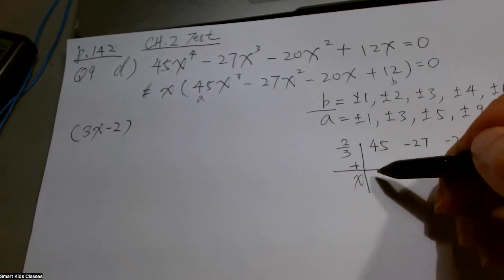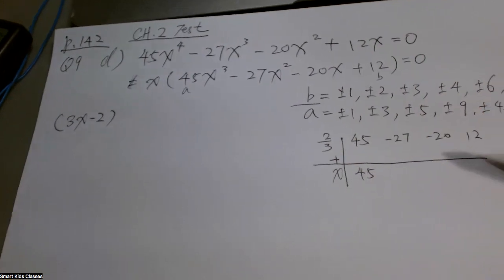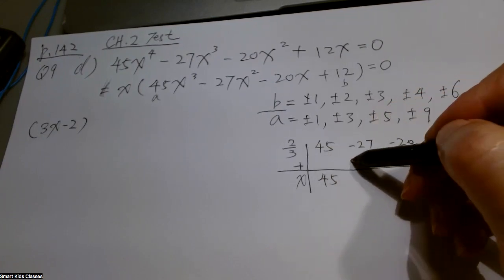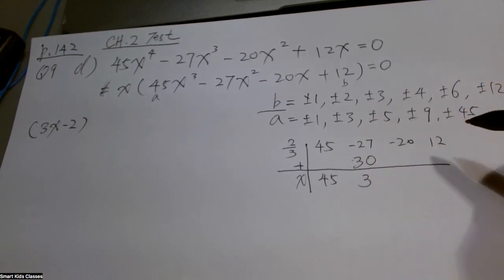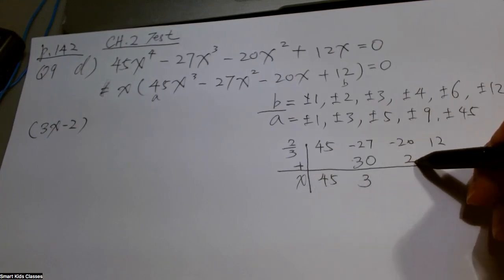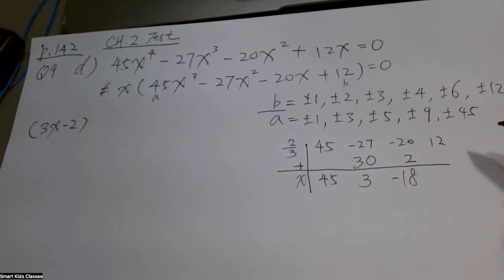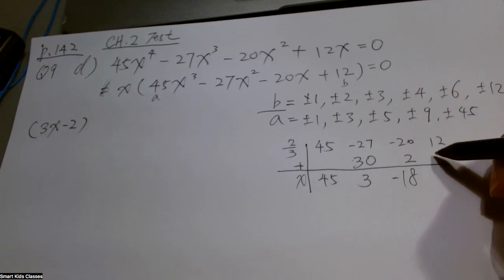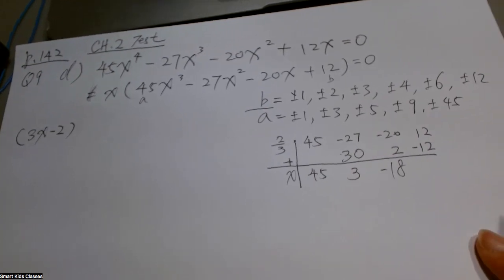The first number we bring down is 45. Now 45 divided by 3, we get 15. We write 15 times 2, we get 30 here. 30 plus negative 27, we get 3. So 3, times 2 here. And that's negative 20, we get negative 18. 18 divided by 3 is 6. 6 times 2 is 12. So we got zero. It is a factor, no remainder.